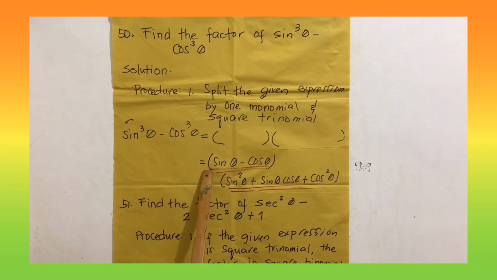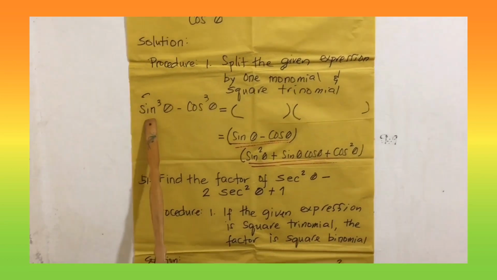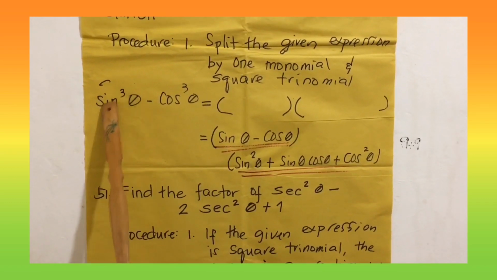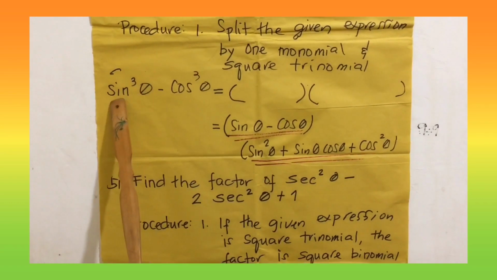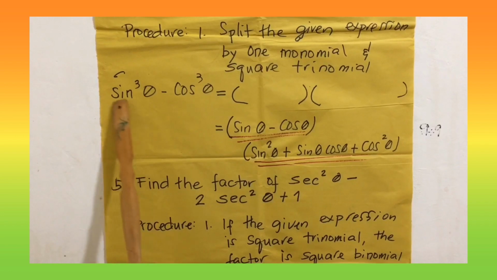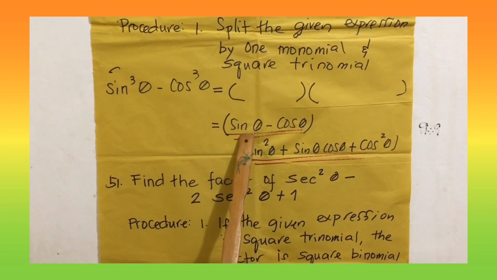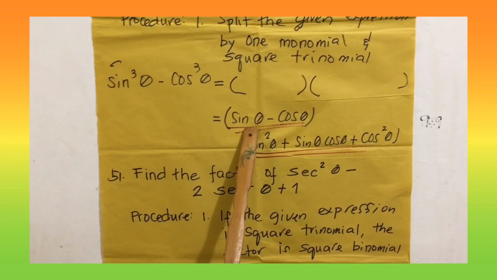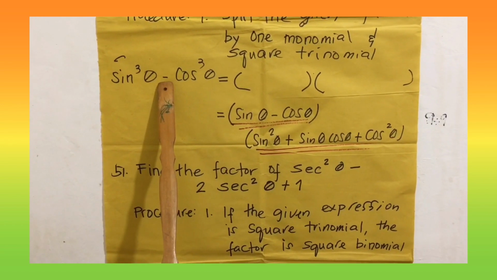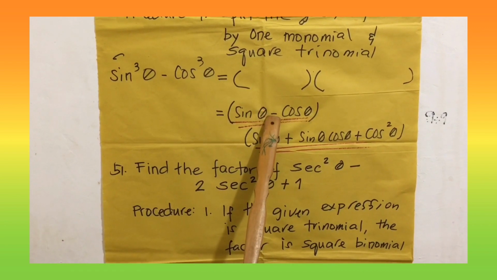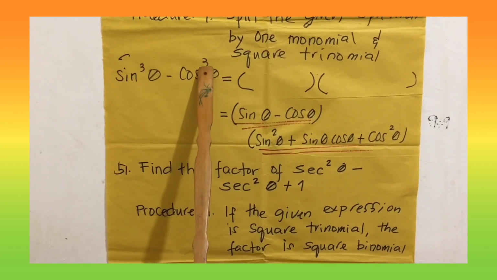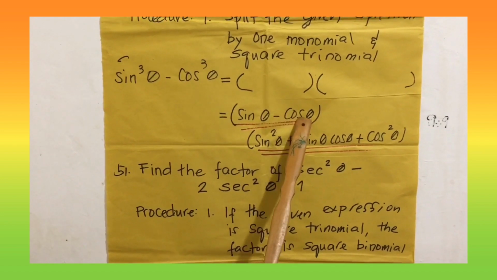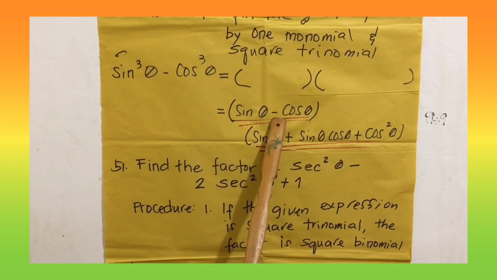So how to do this? We're going to find the monomial of sine cube theta. Sine cube theta means this is the cube root of sine, so that's why we get only one sine theta. So this is sine theta now. Here first we're going to fill up this. This is not the result. Then negative sine, so this is minus. Then cos cube theta, we're going to get the monomial of cos, so we have cos theta. So the result is a binomial.